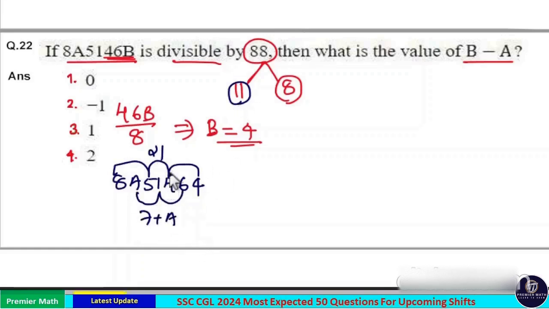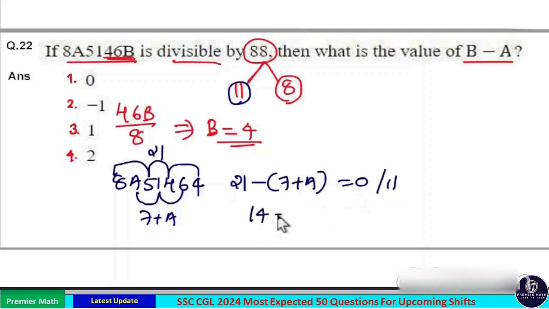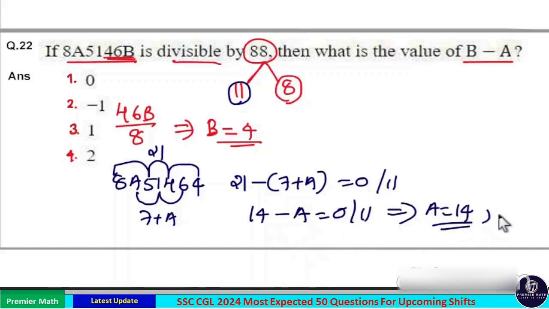Now to be divisible by 11, odd place sum minus even place sum should be 0 or 11. That is 21 minus 7 plus 8 should be 0 or 11, which means 21 minus 7 is equal to 14. So 14 minus A should be 0 or 11. If I take 14 minus A as 0, A should be 14, and if I take 14 minus A as 11, A should be 3.